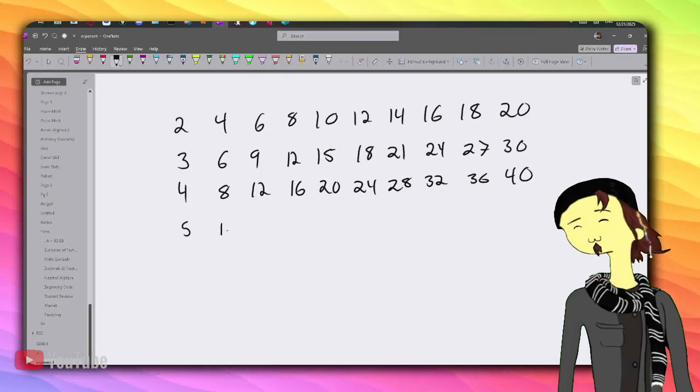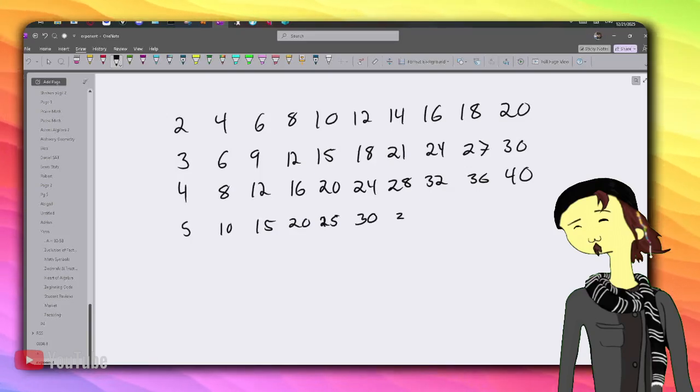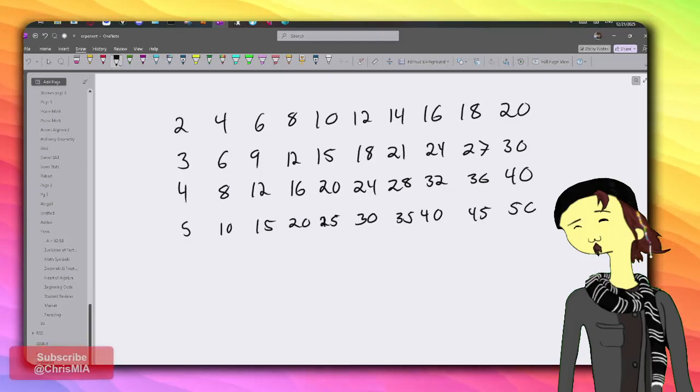And then 5: 5, 10, 15, 20. This is normally the easiest for most to remember. 25, 30, 35, 45. Oh, look at that. Going so fast. I skipped one. 40, 45, and then 50.